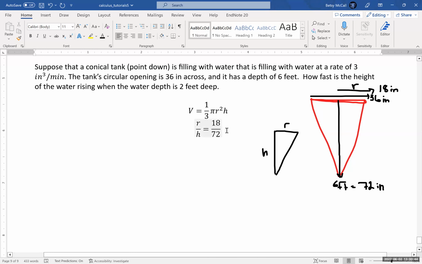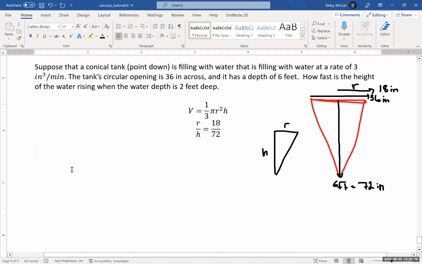And then we're going to replace R, because the problem is asking us how fast is the water rising when the water depth is 2 feet deep. So it's actually giving us information about the height. 2 feet is 24 inches, but it's giving us information about the height. And so we want to replace the R in our equation with an expression in terms of H.